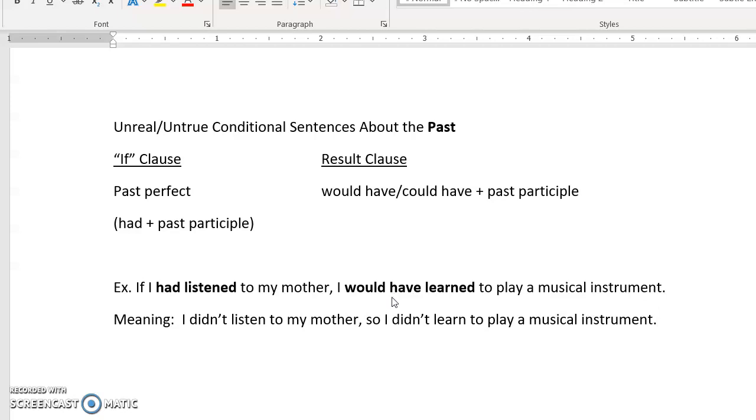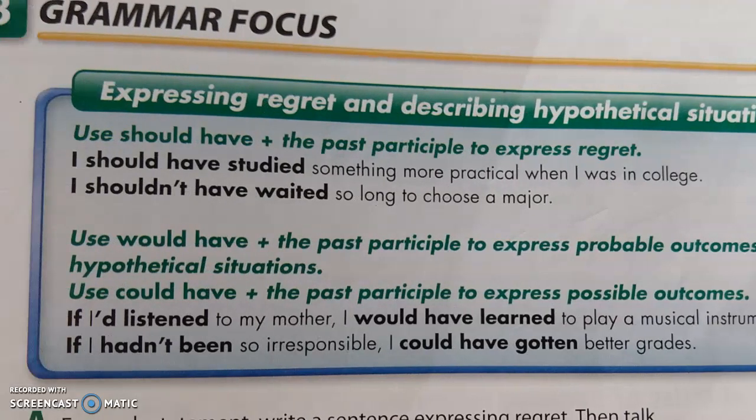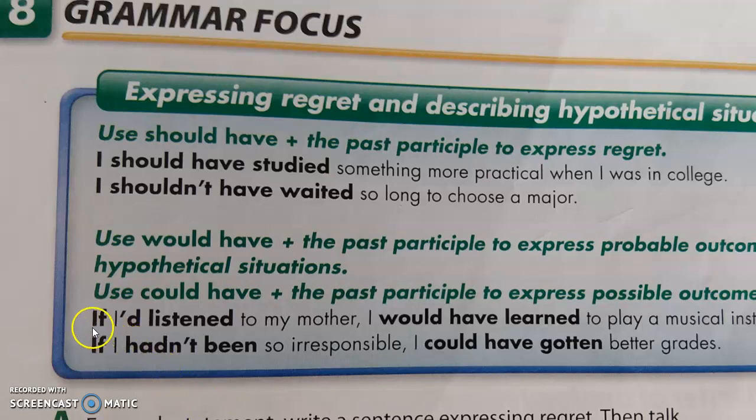So let's go back. So let's look at the two examples. Well, I just did this one. Let's look at the second one. If I hadn't been so irresponsible, I could have gotten better grades. Okay, so here we have past perfect. The be verb is your main verb. Okay, had, negative, not. Be becomes been. We're using a be verb because we have an adjective here.